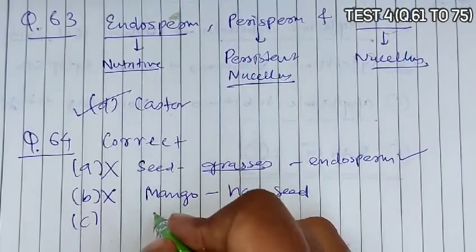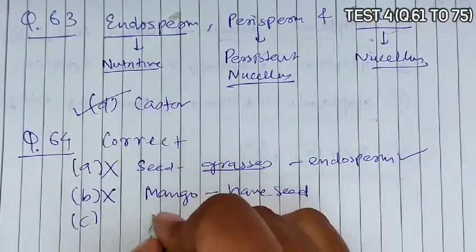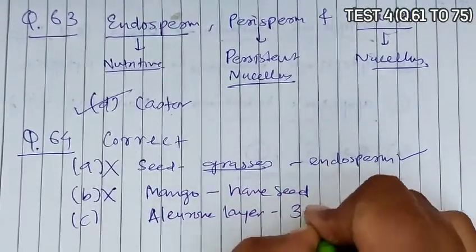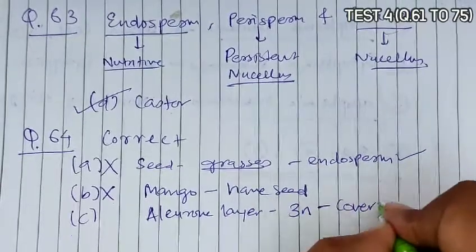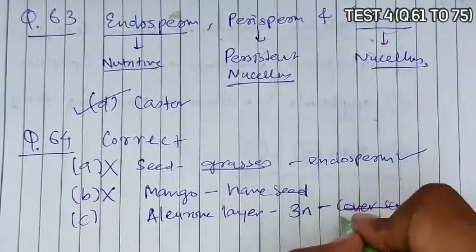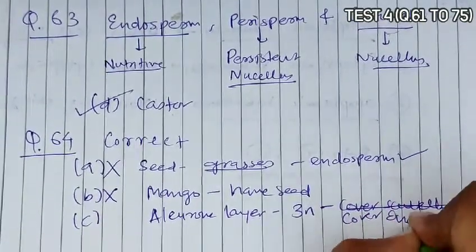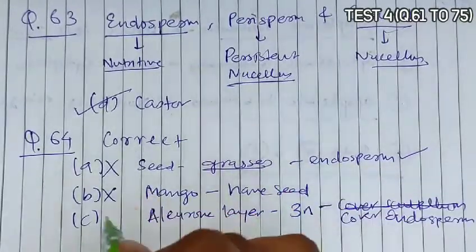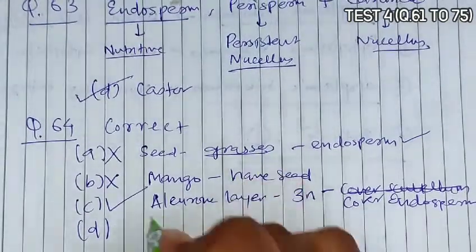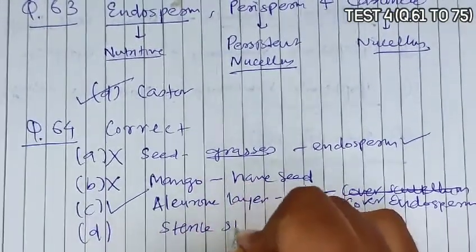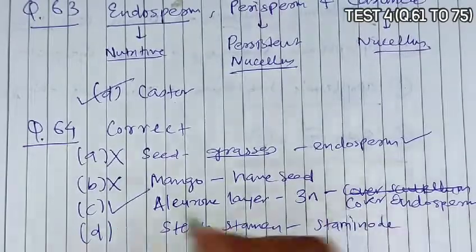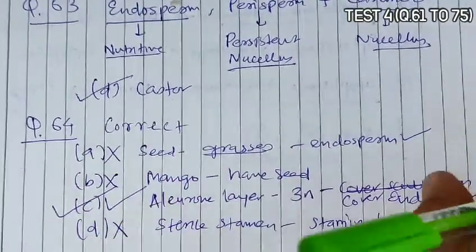Option C: proteinaceous aleurone layer is present in maize grain. Obviously, the aleurone layer is a proteinaceous triploid structure which covers the endosperm, that is found in a maize grain. That is the correct answer. And option D: a sterile pistil is called staminode. Actually, a sterile stamen is known as staminode, not sterile pistil. So it is incorrect. So C is the correct answer.